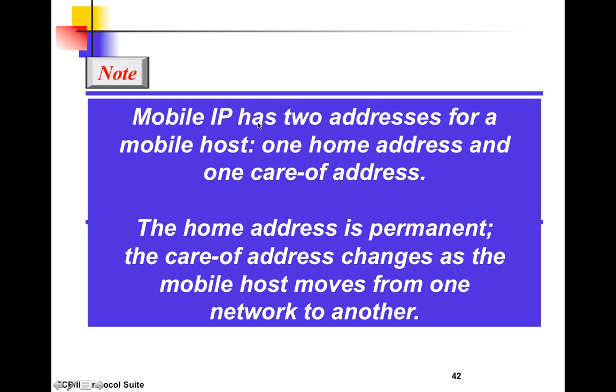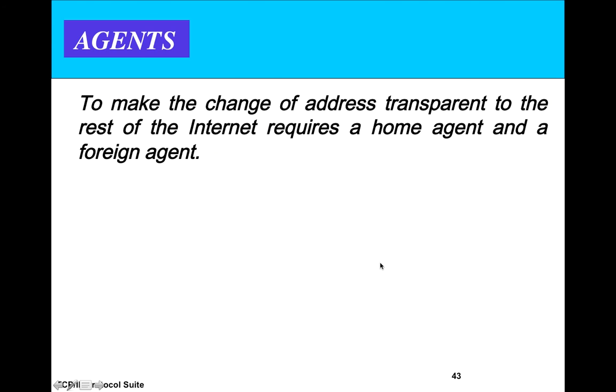So mobile IP has two addresses for a mobile host: one home address and one care of address. The home address is permanent and the care of address changes as the mobile host moves from one network to another. So this is an important concept you should remember.